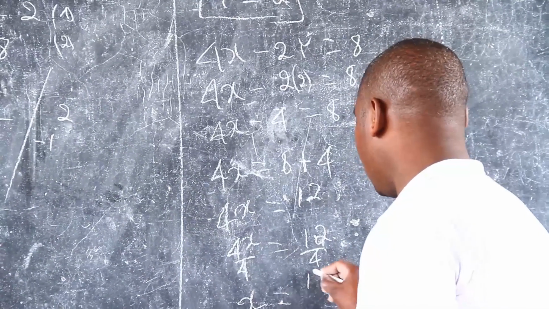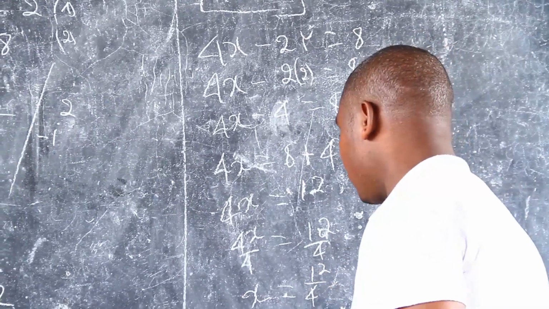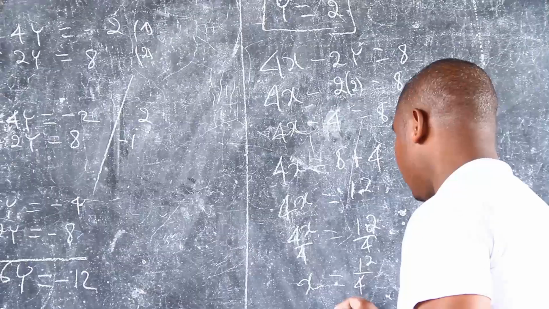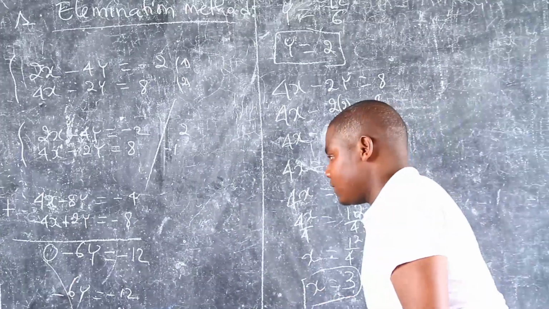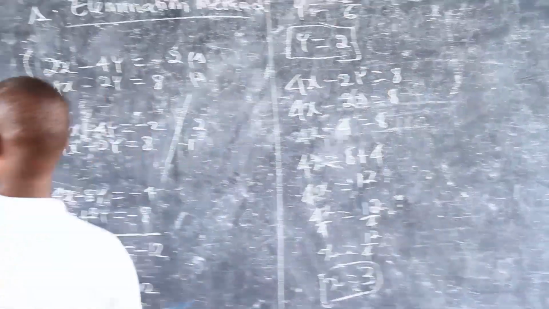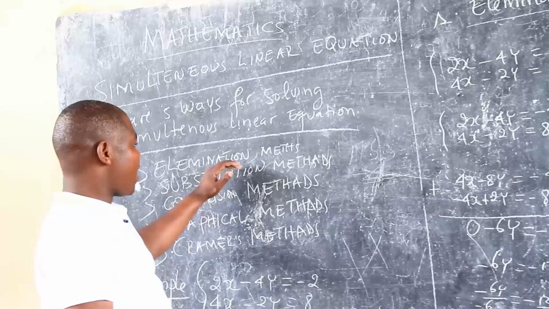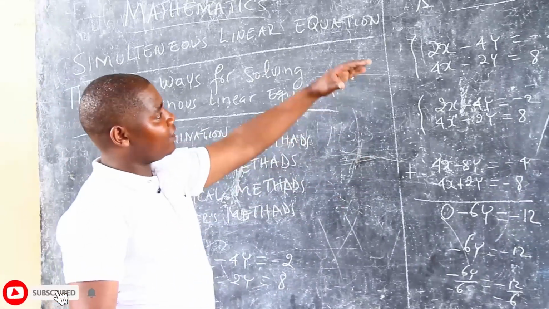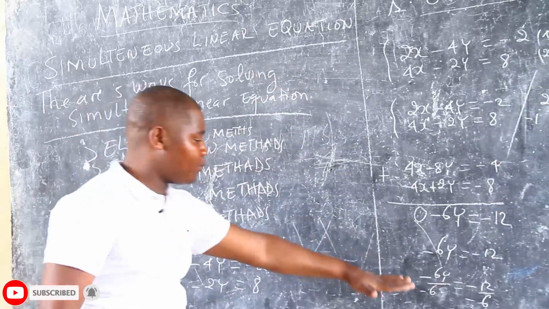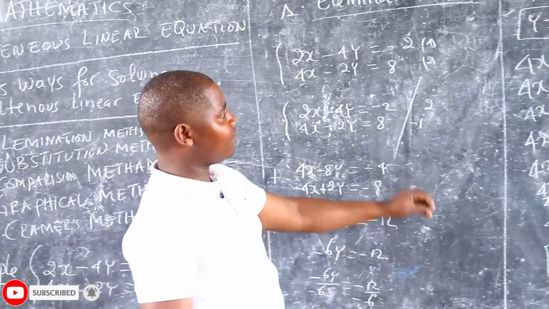X will be equal to 12 over 4. The value of x will be equal to 3. This means that with the elimination method, you have found the real answer.